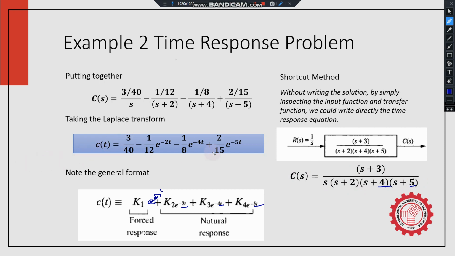That's why we have here 3. And then 0 na itong mga ito. So we have 2 times 4 times 5, that will give us 40. And that's it for the value of K1.